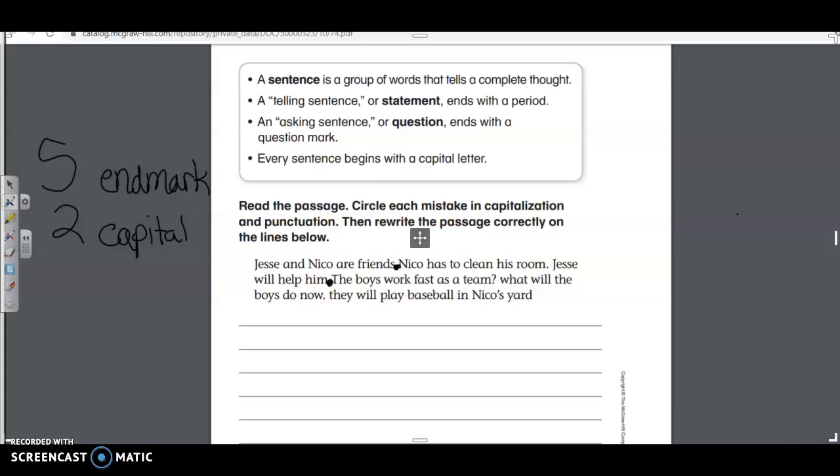Okay, read the last sentence. They will play baseball in Nico's yard. Two mistakes in that one too. Two mistakes in that last sentence too. Find them. What two things does a sentence need?